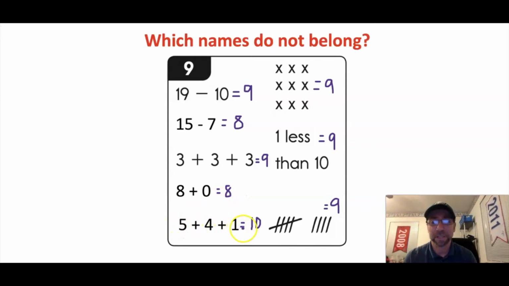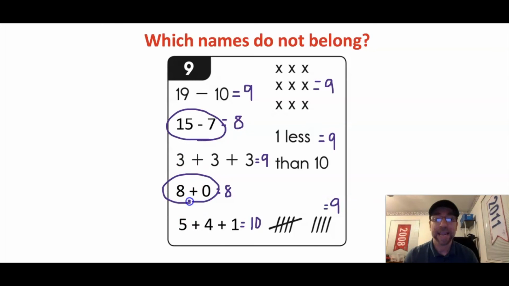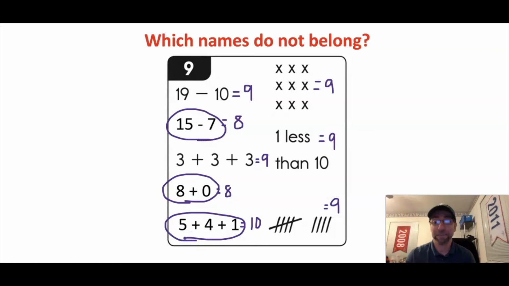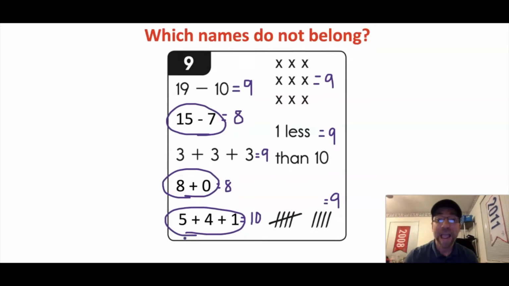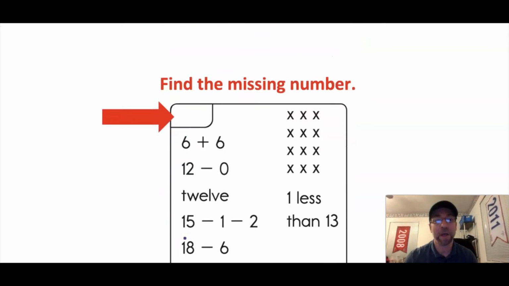5 plus 4 plus 1 equals 10. There's 9 x's. 1 less than 10 is 9. And there's 9 tally marks. So the 3 names that do not belong are 15 minus 7, 8 plus 0, and 5 plus 4 plus 1. Awesome job.